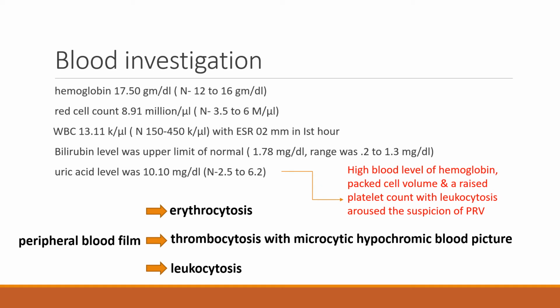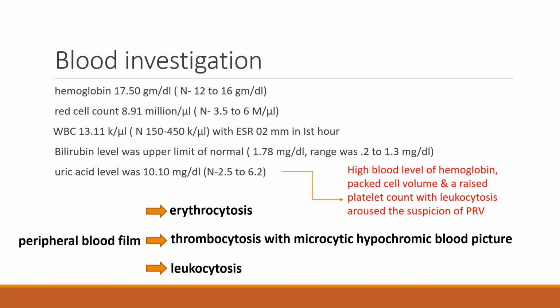The results of the blood investigation showed she had a higher hemoglobin level, which is 17.5, and the red cell count is 8.91 million, which is also higher than normal. The red blood cell level also showed some abnormality. The bilirubin level was at the upper limit of normal, and the uric acid level was 10.1, which is also higher than the normal level.